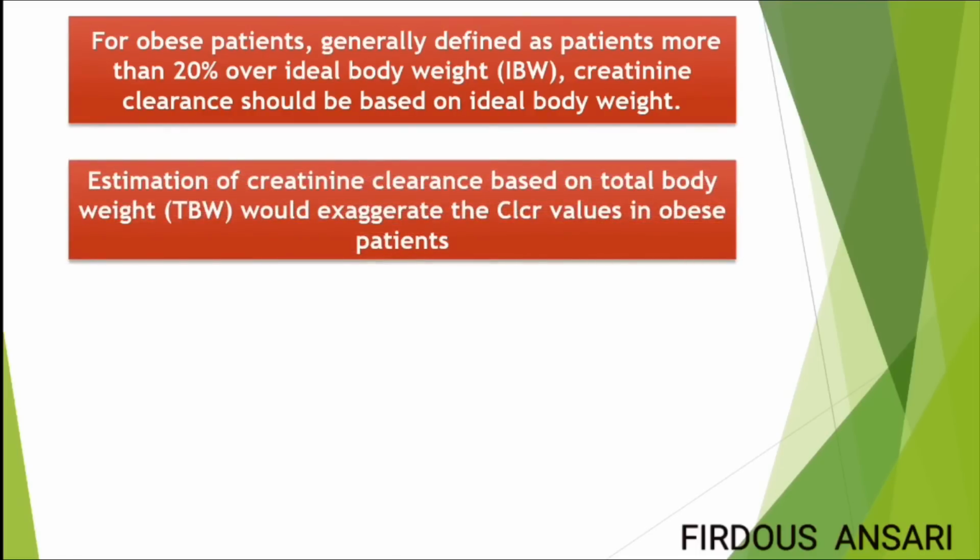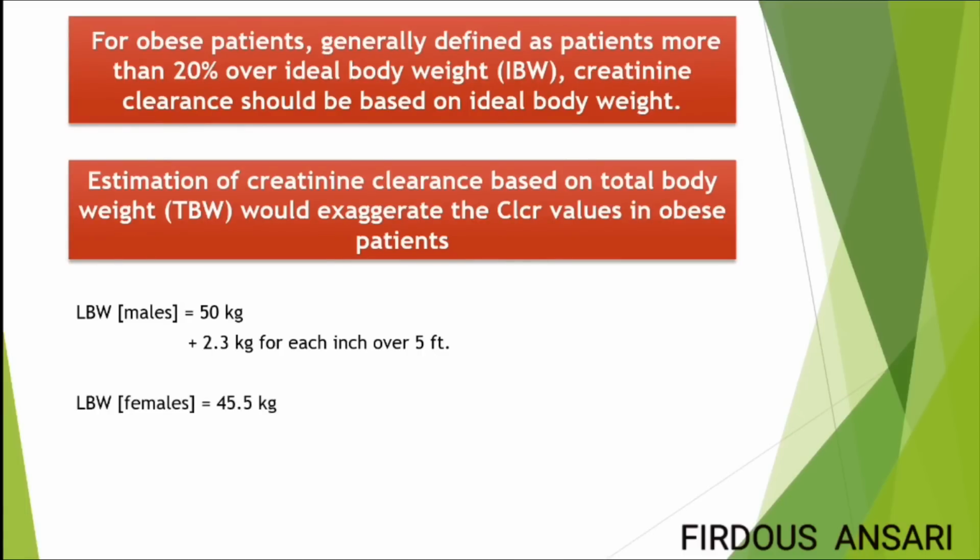Estimation of creatinine clearance based on total body weight would exaggerate the creatinine clearance values in obese patients. So we do not take total body weight in case of obese patients. We need to check the ideal body weight. So we have got a formula for calculating it. The lean body weight in males is equal to 50 kg plus 2.3 kg for each inch over 5 feet. Similarly, for females we have 45.5 kg plus 2.3 kg for each inch over 5 feet.